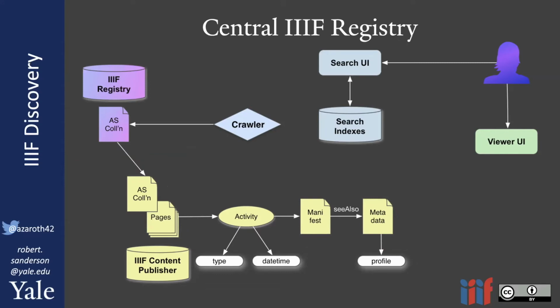So instead, what we're recommending is that there is a central IIIF registry of activity streams, which Glenn manages, which is just another activity stream collection of collections. So the crawler can start with that collection of collections, which is at a well-known URI. It can then find all of the new collections that have been added, go to those collections and process all of the activities in them to get to the manifests and so forth.